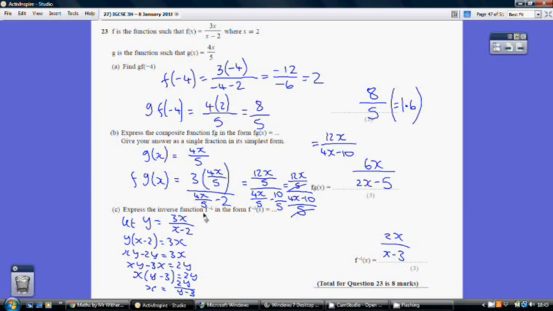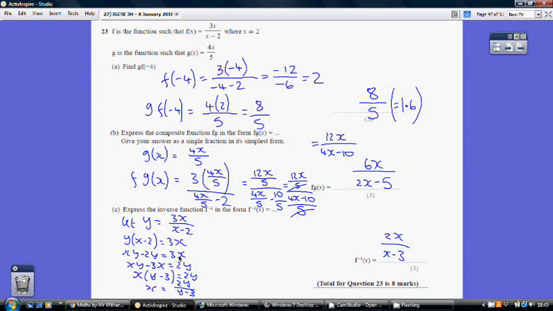Now for part C, to find the inverse function, you've got to change the subject. So kick off by letting y equal your f function. So let y equal 3x over x minus 2, and then we've just got to go through the process of changing the subject. So multiply top and bottom by x minus 2, multiply out the bracket, giving us xy minus 2y equals 3x.